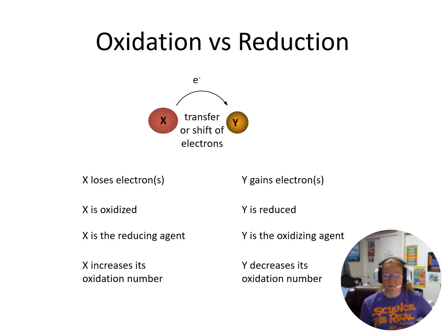So when we look at this, we're transferring or shifting electrons. In this case, X is giving electrons to Y. X is losing electrons, it's oxidized, it is the reducing agent, and it will get more positive. Y is going to gain electrons, it is reduced, it's the oxidizing agent, and it will get more negative.